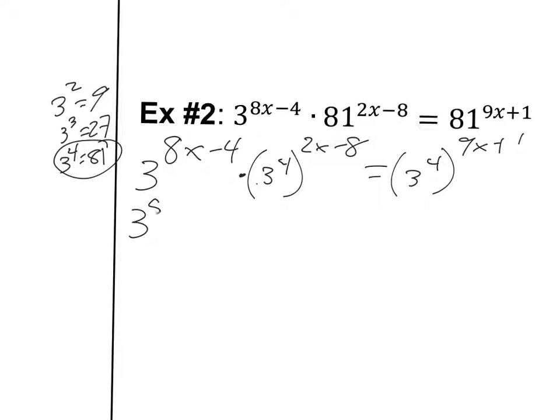So let's write it all so that I have just bases here. So I have 3 to the 8x minus 4. And this 4 inside here needs to be distributed to everything up here. So I would write this as times 3 to the 4 times 2, which is 8x, 4 times negative 8 is negative 32, equals, and I have to distribute this 4 as well. So this is 3 to the 4 times 9, which is 36x, and 4 times 1 is just plus 4. Okay. All right, now I have all the same bases.